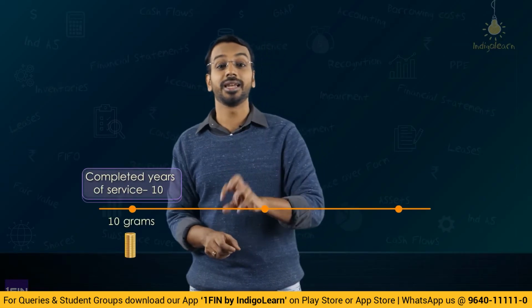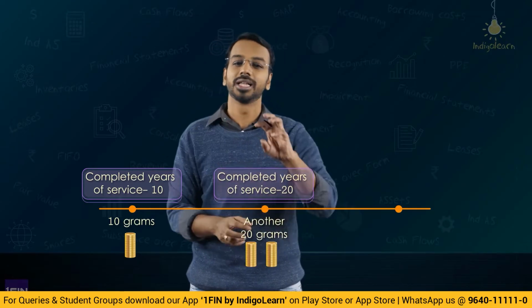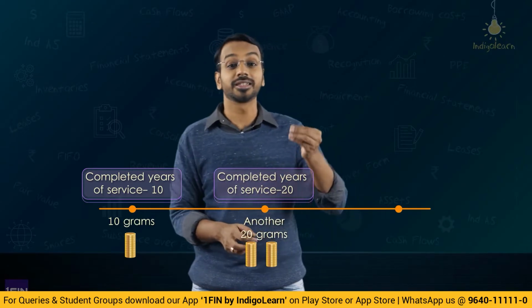Now, apart from this, once when we joined the company, we got to know that there is an unwritten rule that after every 10 years of completed service, the company gives a gold coin. So, let us say you complete 10 years of service, you get 10 grams of gold coin. Then, let us say at your 20 years, when you complete 20 years, you get another 20 grams of gold. Then, when you complete 30 years, then you get another 30 grams of gold.